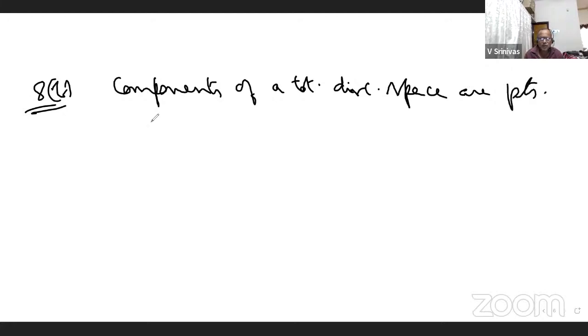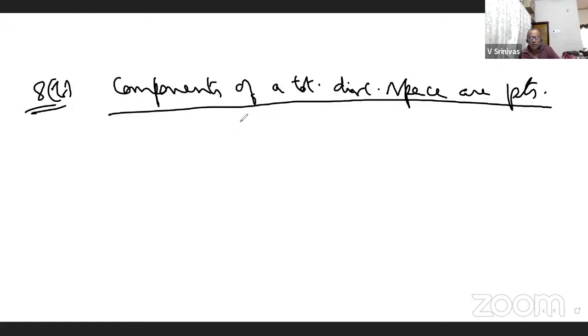First, let me explain what I mean by component and totally disconnected space. First, let us define what we mean by a connected space. If you have a topological space, first let me explain the words involved here. I will explain what I mean by totally disconnected space and then what I mean by component. Then we'll come to prove this.